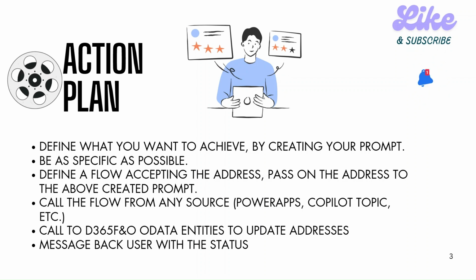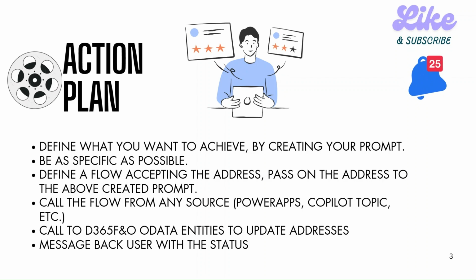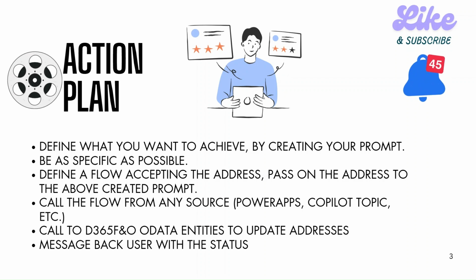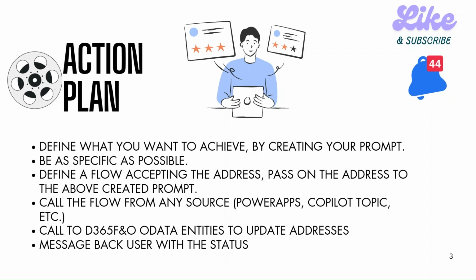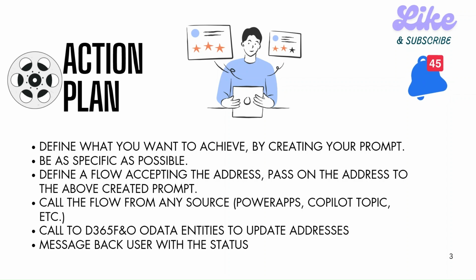And then finally, in your flow, you call the Dynamics 365 F&O OData entities to update the addresses. That's it. As a last step, you need to pass the message back to the user with the status, either it is a success or it has errored out. That's it. And let me demo it to you right away, how you can do it step by step.